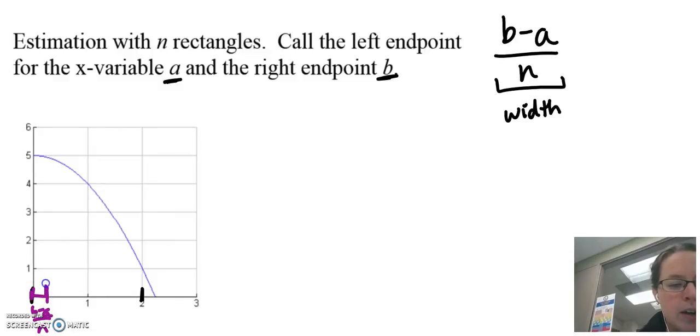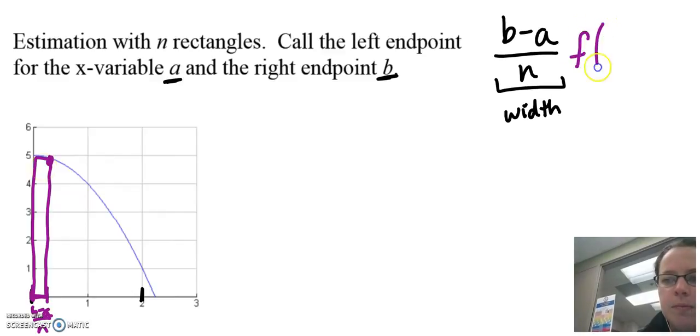This purple rectangle has a left bound of 0 and a right bound of b minus a over n. So if I plug that into my function, I get the height of the rectangle. So I know I'm plugging something into my function. Well then, if I think about this next one, how many partitions did I go over? I went over 1, 2.